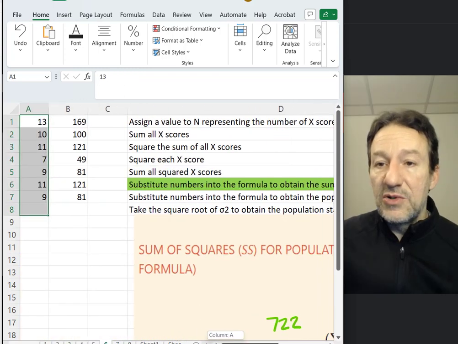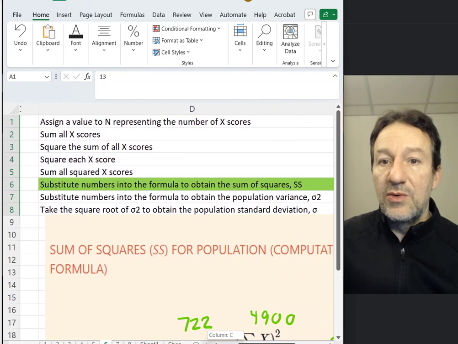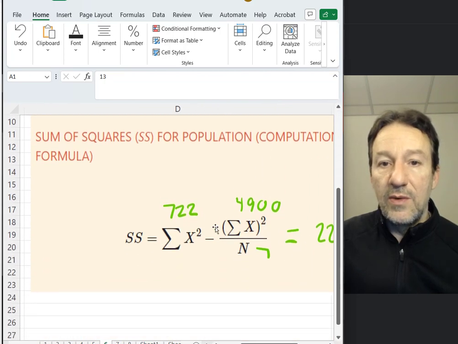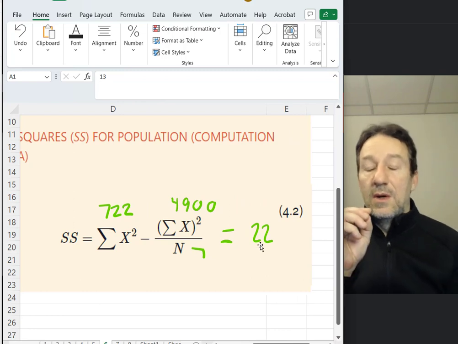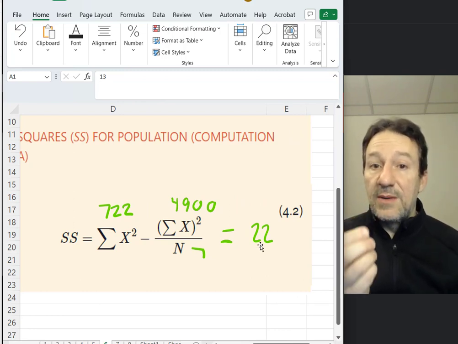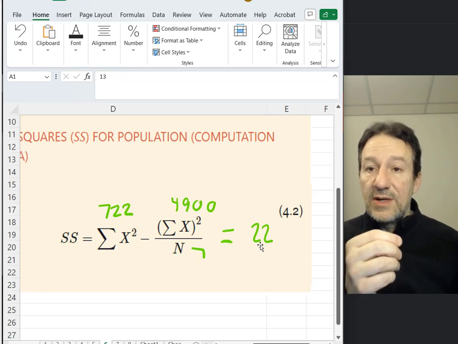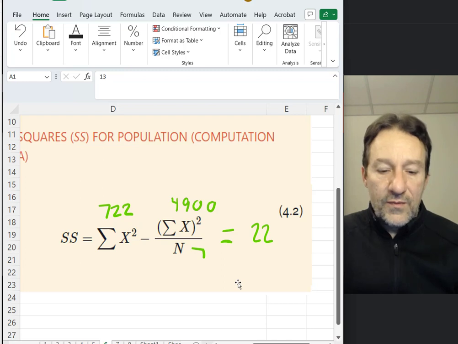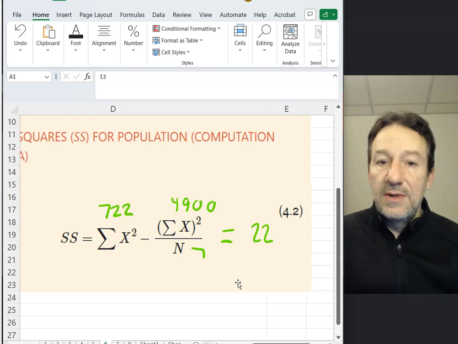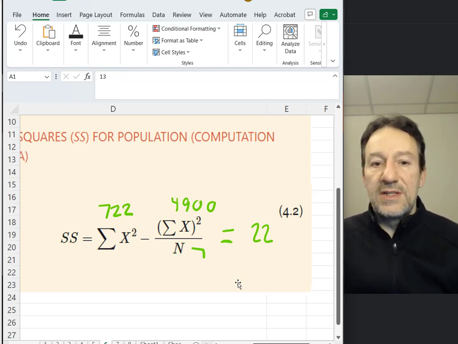Then we're going to take these numbers that we've been getting, and we're going to substitute those into our formula to get the sum of squares. And so we've got our 722 that we got, the 4,900 that we got. Our n was 7. And we take that out, and we're going to get a 22. So 4,900 divided by 7 gives us 700. And then 722 minus 700 is going to give us that 22.